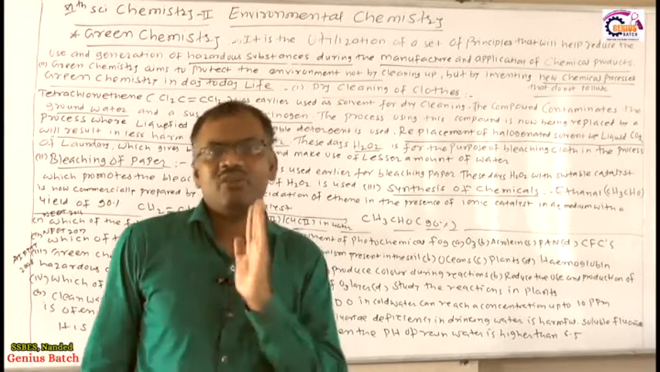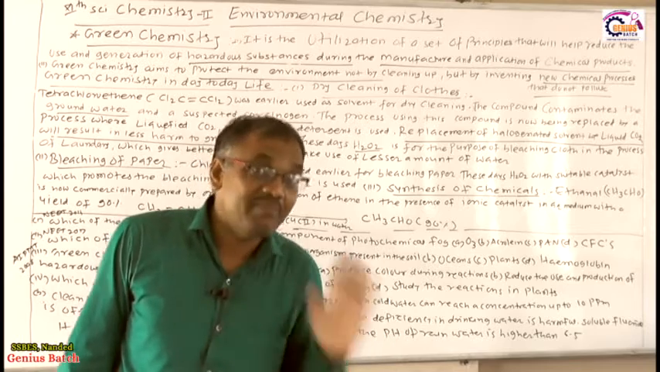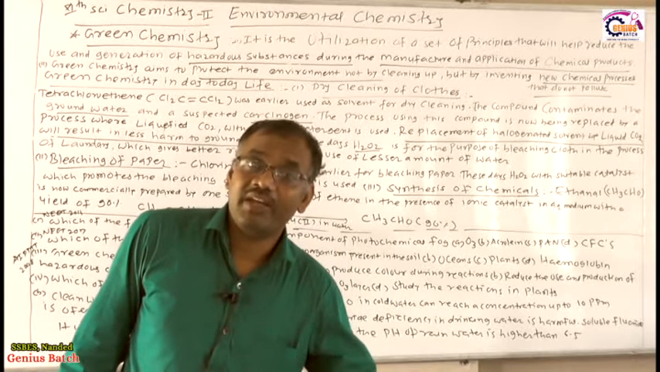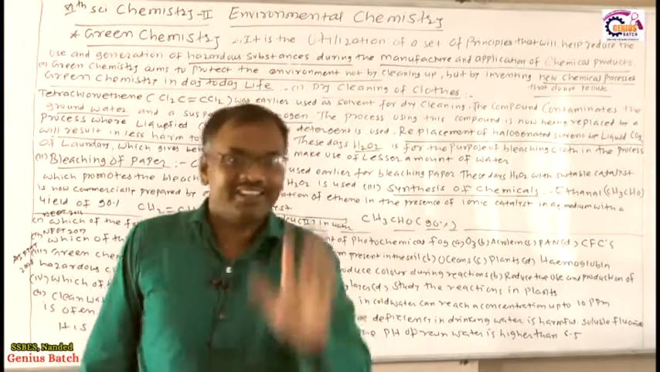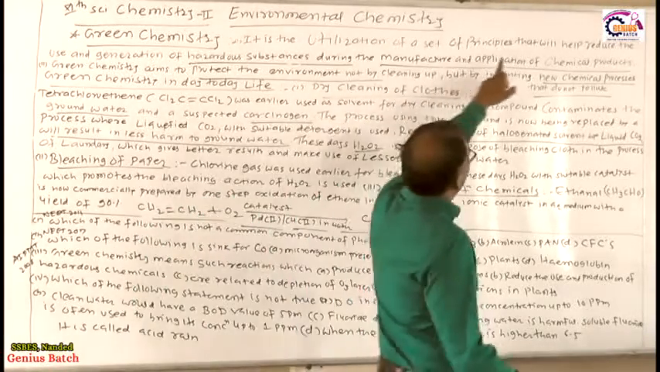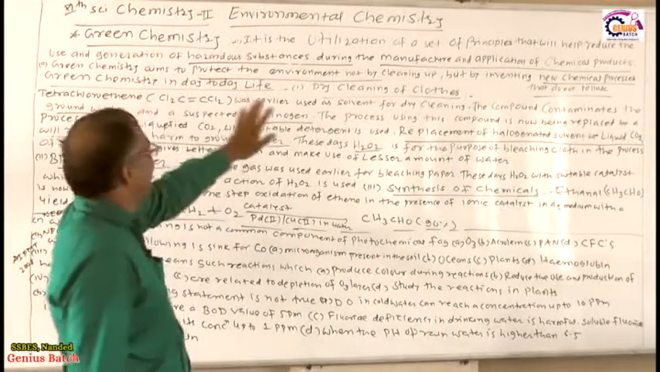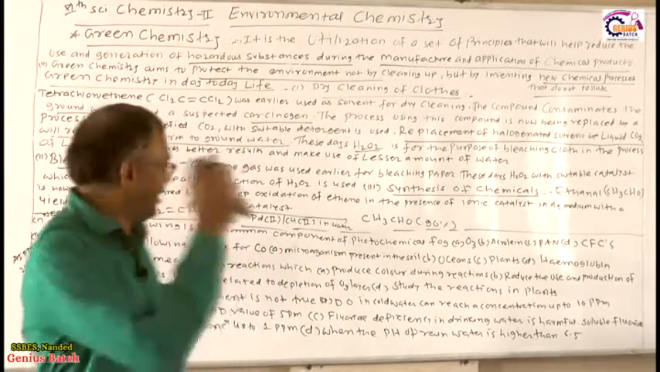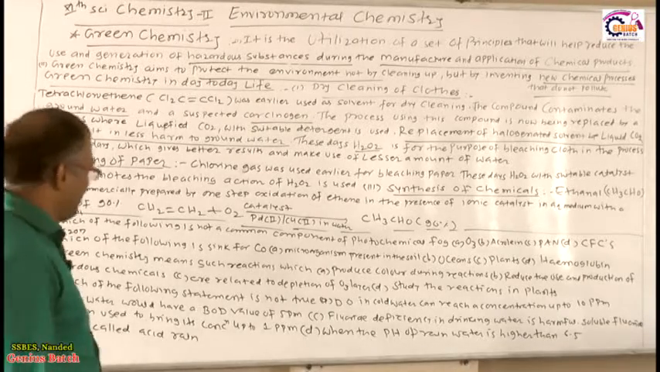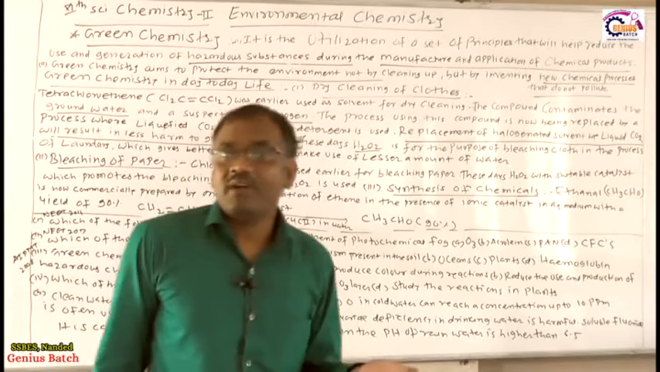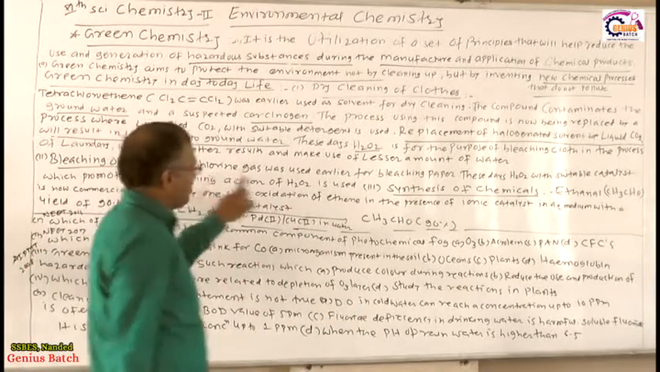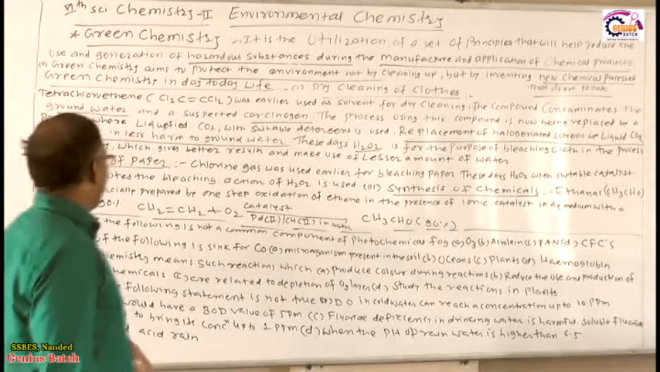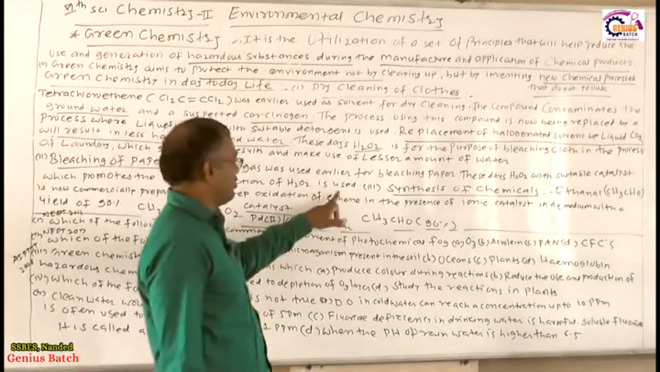So what we have done here is we have just changed the process and the chemicals. We have used chemicals which have a less polluting effect on water or soil or air. So this is the green chemistry. Therefore we have to utilize a set of principles that help to reduce the use and generation of hazardous substances. That is called green chemistry. Now you have understood what is meant by green chemistry. Okay. So second is the bleaching of paper. To bleach paper, chlorine gas was used earlier, but these days H2O2 is used, with a suitable catalyst which promotes the bleaching action of H2O2.